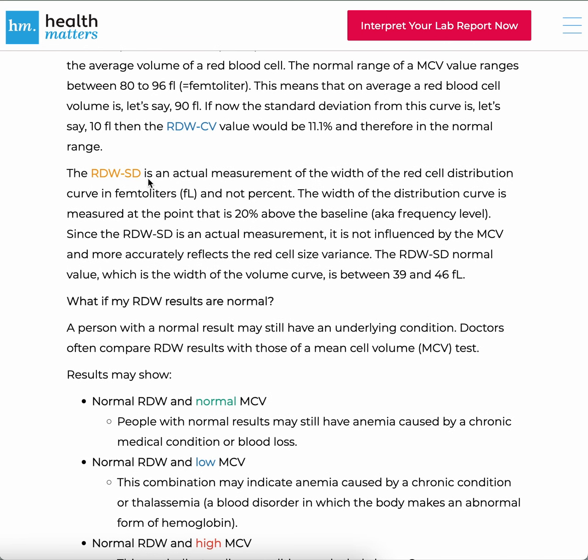The RDW-SD is an actual measurement of the width of the red cell distribution curve in femtoliters, fL, and not percent. The width of the distribution curve is measured at the point that is 20% above the baseline, and since the RDW-SD is an actual measurement, it is not influenced by the MCV and more accurately reflects the red cell size variance. The RDW-SD normal value, which is the width of the volume curve, is between 39 and 46 fL.